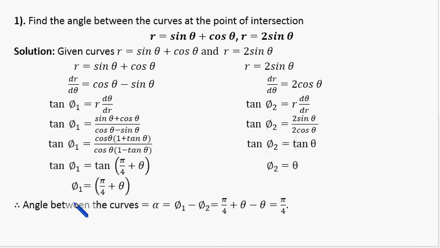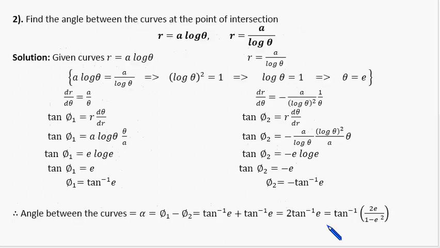So the angle between the two curves, alpha, is equal to phi1 minus phi2, that is pi by 4 plus theta minus theta. Theta gets cancelled, that is pi by 4. Therefore the angle between the two curves is pi by 4. So I take the next problem.